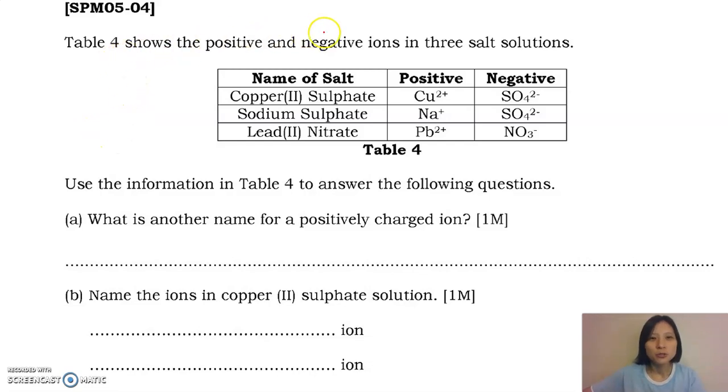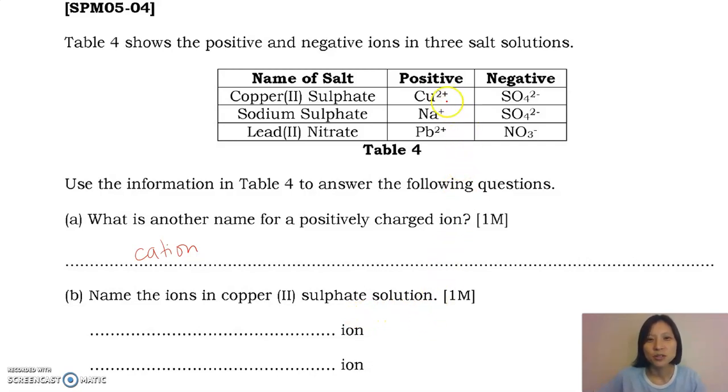Okay, so the table shows positive and negative ions. Copper 2 sulfate, sodium sulfate, lead 2 nitrate. You can see positive ions and negative ions. Now, what is another name for a positive charged ion? Okay, the answer is very easy. Cation. So cation is positive ion. So always remember, cats are positive ions. Cats are always positive.